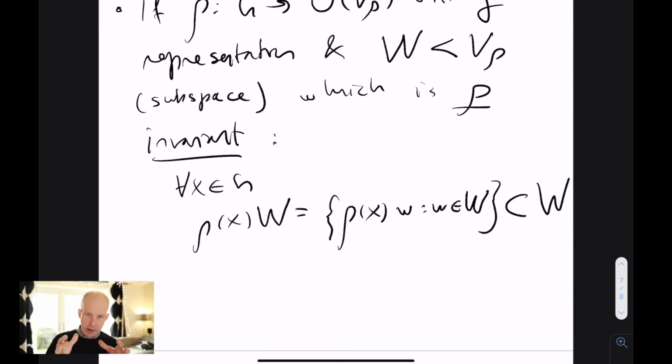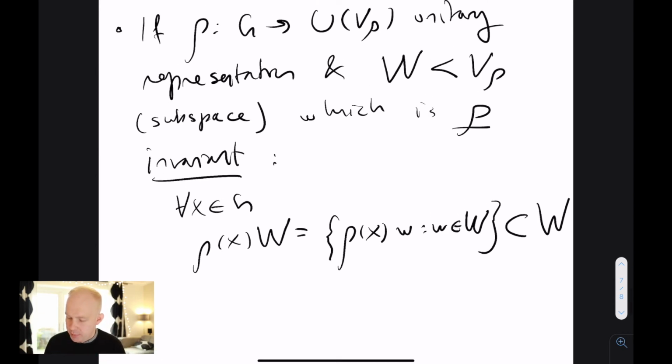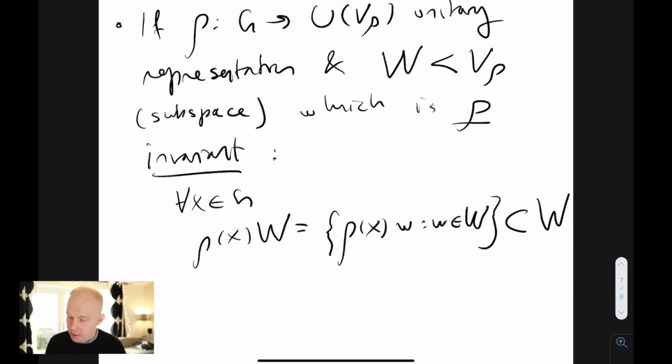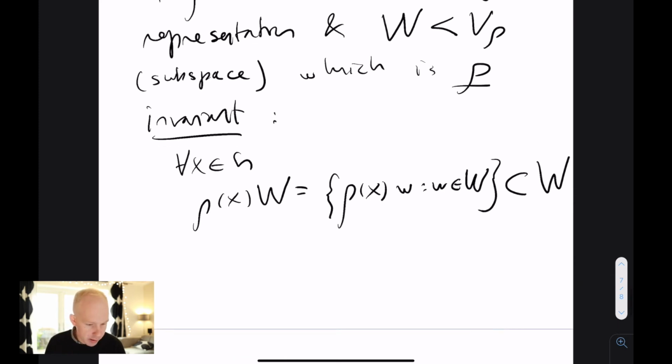So the representation as a linear map, at the point x, you choose a point x, you map it into some matrix, so basically a linear map rho x, and the linear map can then act on this W. You get another space, maybe it might rotate, but the idea is that it stays within this W. So that's an invariant subspace. And we have a unitary representation and we have an invariant subspace.